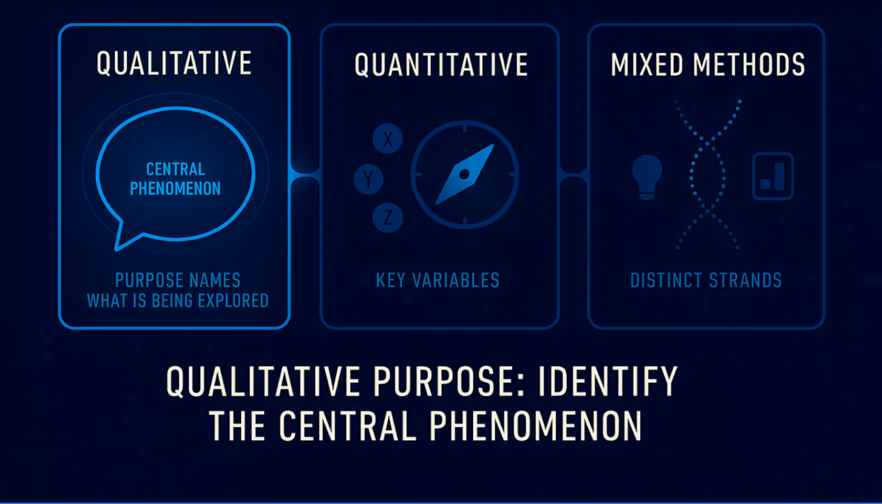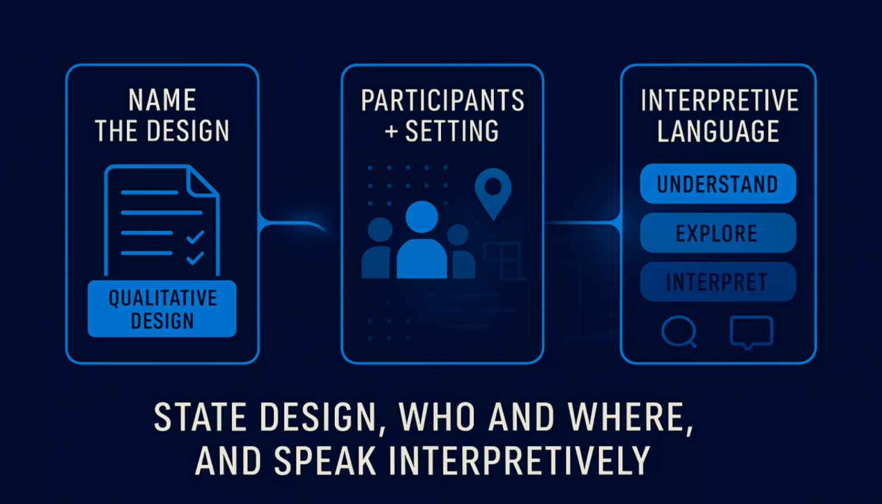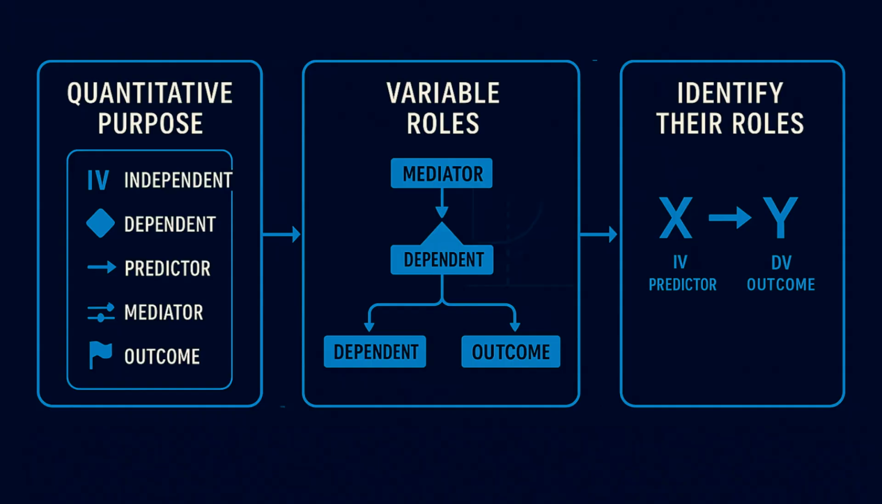Each methodology also carries specific requirements that the purpose statement must honor. In qualitative research, the purpose must identify the central phenomenon being explored. It must name the design directly, identify the participants and setting, and use language that fits interpretive inquiry. In quantitative studies, the purpose must identify the key variables and their roles: independent variables, dependent variables, predictors, mediators, moderators, or outcomes. It must name the design and use direct, analytical verbs.